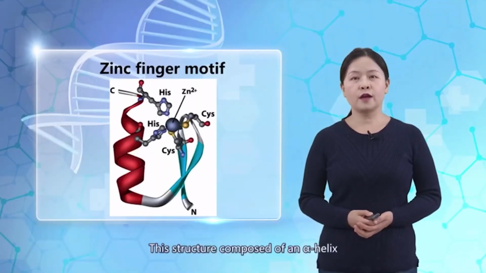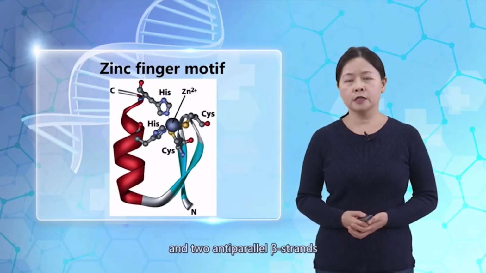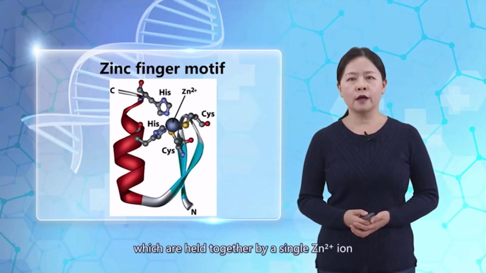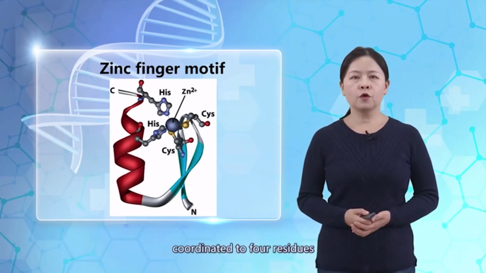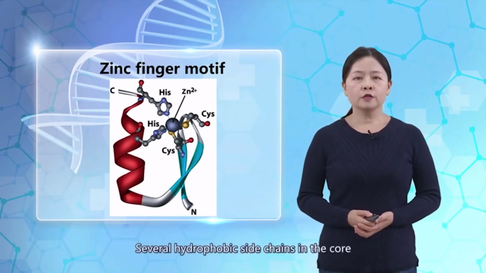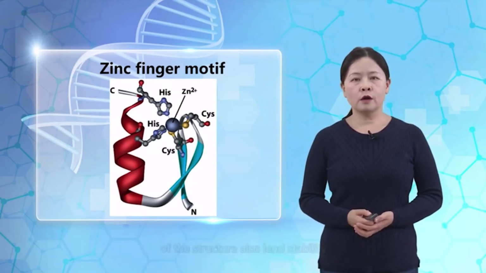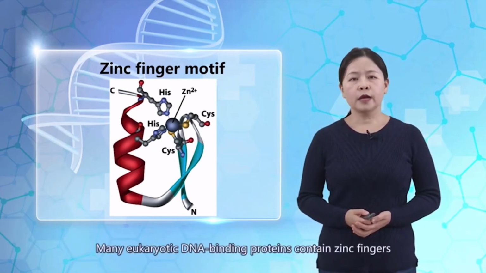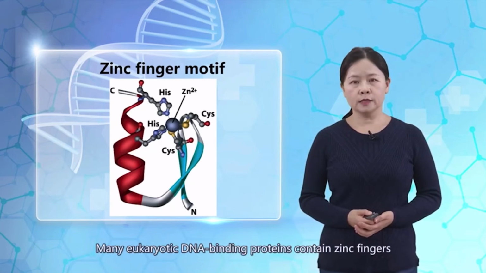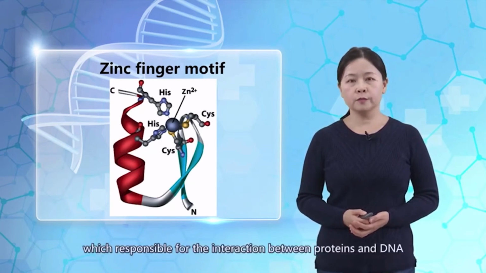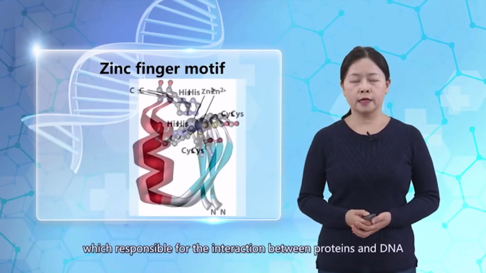This structure is composed of an alpha helix and two antiparallel beta strands, which are held together by a single zinc ion, coordinated to 4 residues. It looks like a finger. Several hydrophobic side chains in the core of the structure also lend stability. Many eukaryotic DNA-binding proteins contain zinc fingers, which are responsible for the interaction between proteins and DNA.